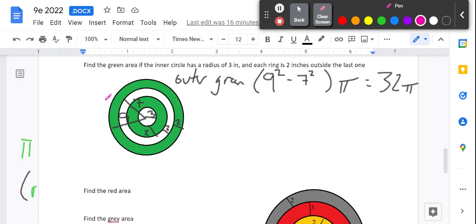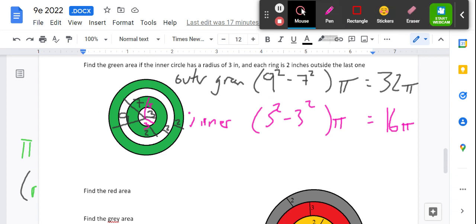Now when we go to these other two circles in here, I'm going to do this in pink. So this outer green ring right here has a radius of 5 because we have 3 and 2. And the circle just inside of it has a radius of 3. So if we're looking for our inner green ring, we're going to have 5 squared minus 3 squared times pi. So this green ring inside here, radius of 5, so 5 squared, which is 25, minus 3 squared, which is 9. Okay, so the inner green ring has an area of 16 pi.